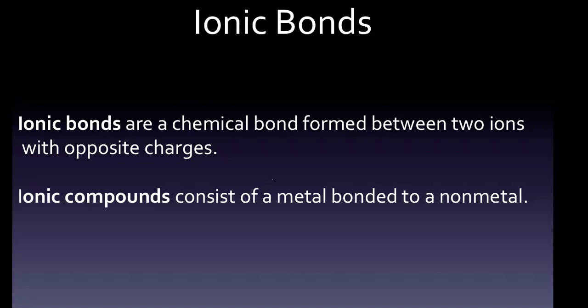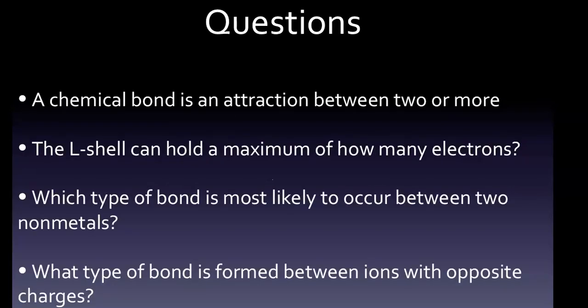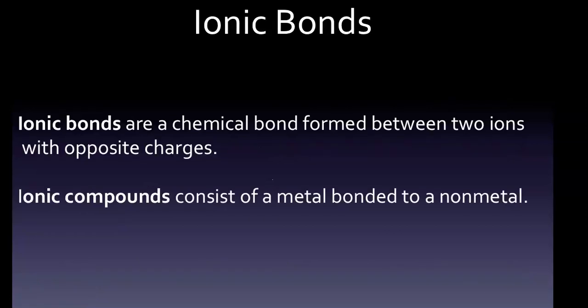Ionic bonds are a chemical bond formed between two ions with opposite charges. Ionic bonds form, and was that one of our questions, opposite charges? No, it was not. Sorry about that. Could be though, easily could be a question. Ionic bonds form when one atom gives up one or more electrons to another atom. These bonds can form between a pair of atoms or between molecules and are the type of bond found in salts. You can recognize ionic compounds because they consist of a metal bonded to a nonmetal.